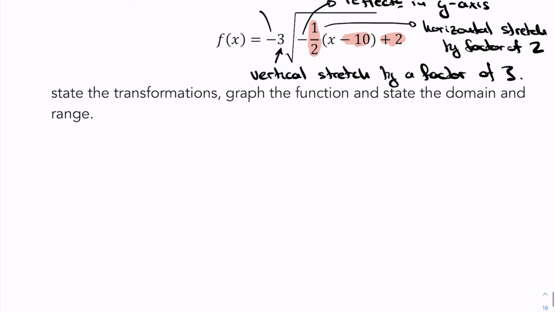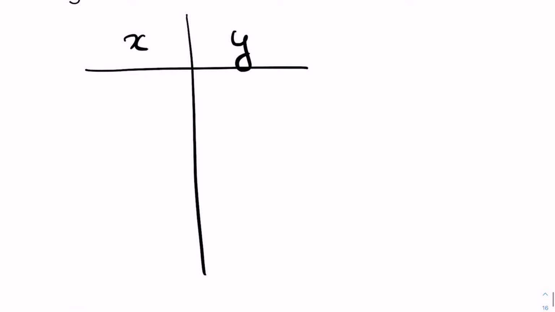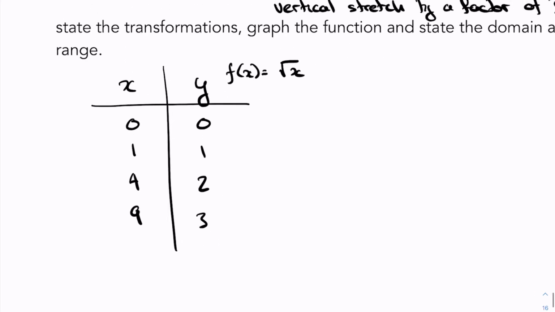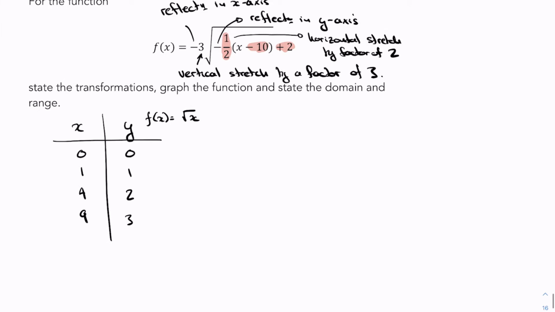So if you recall, for a root function, for x and y, the base values are 0, 1, 4, and let's say 9. So 0 goes to 0, 1 goes to 1, 4 goes to 2, 9 goes to 3. Again, remember, it's f of x equals root x. So I'm using perfect squares as my x values because they're easy to calculate.